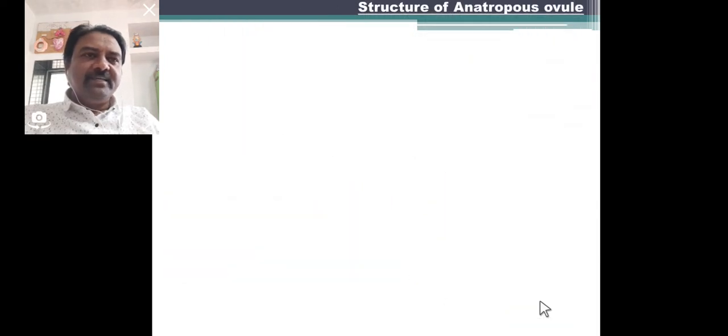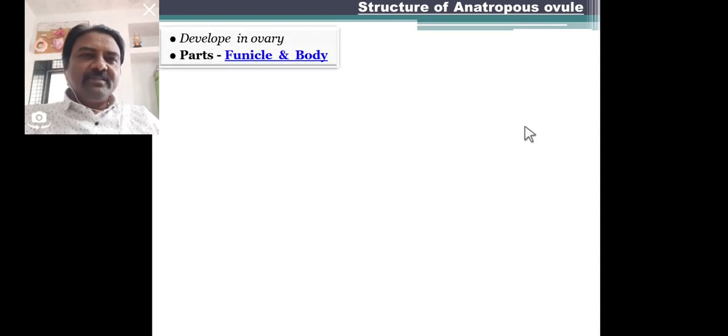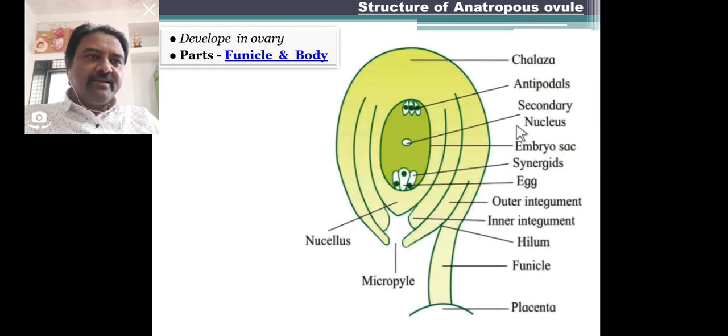Now we will see the detailed structure of the anatropous ovule. No doubt it develops in the ovary. It consists of two parts, funicle and body. Here the anatropous ovule figure is seen. This one is the funicle, the stalk of the ovule, and other than the funicle, this is the body. All these parts are the body.